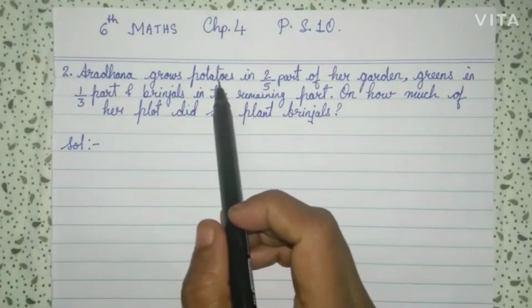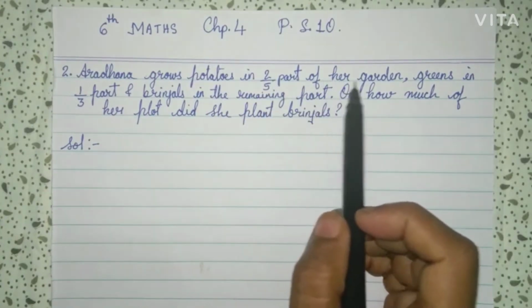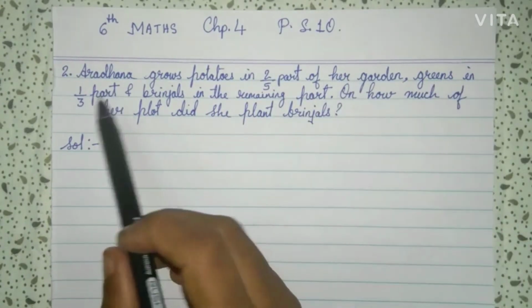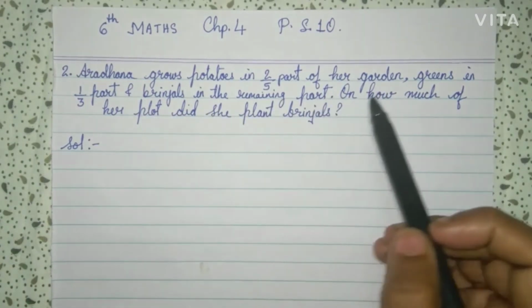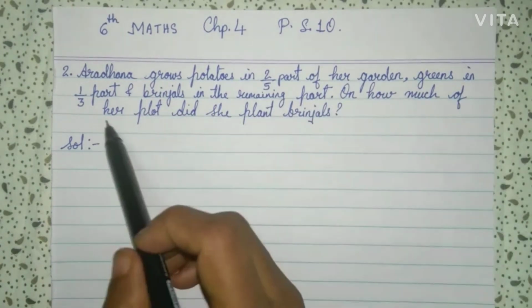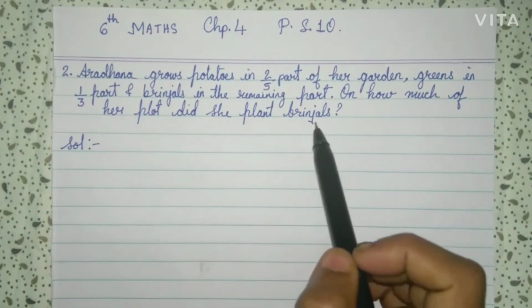Aradhana grows potatoes in 2/5 part of her garden, greens in 1/3 part and brinjals in the remaining part. On how much of her plot did she plant brinjal?